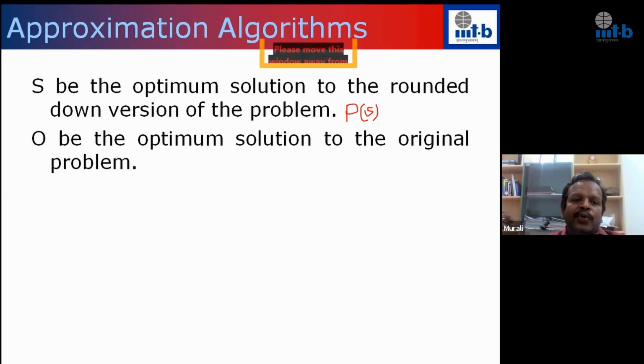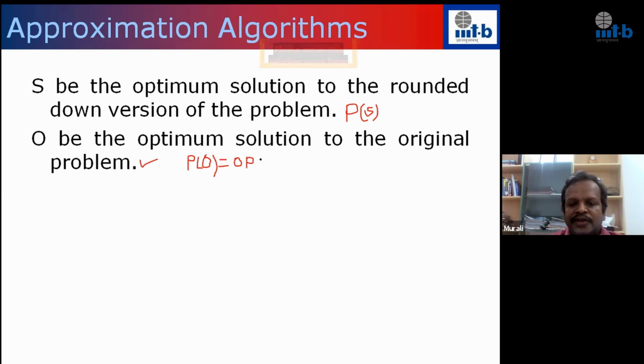O is the optimum solution of the original problem. Okay, so that's the notation. And we are going to write here P of O, which is the sum of the profits of all the items in O. This we will call opt, right? So this is the optimum.